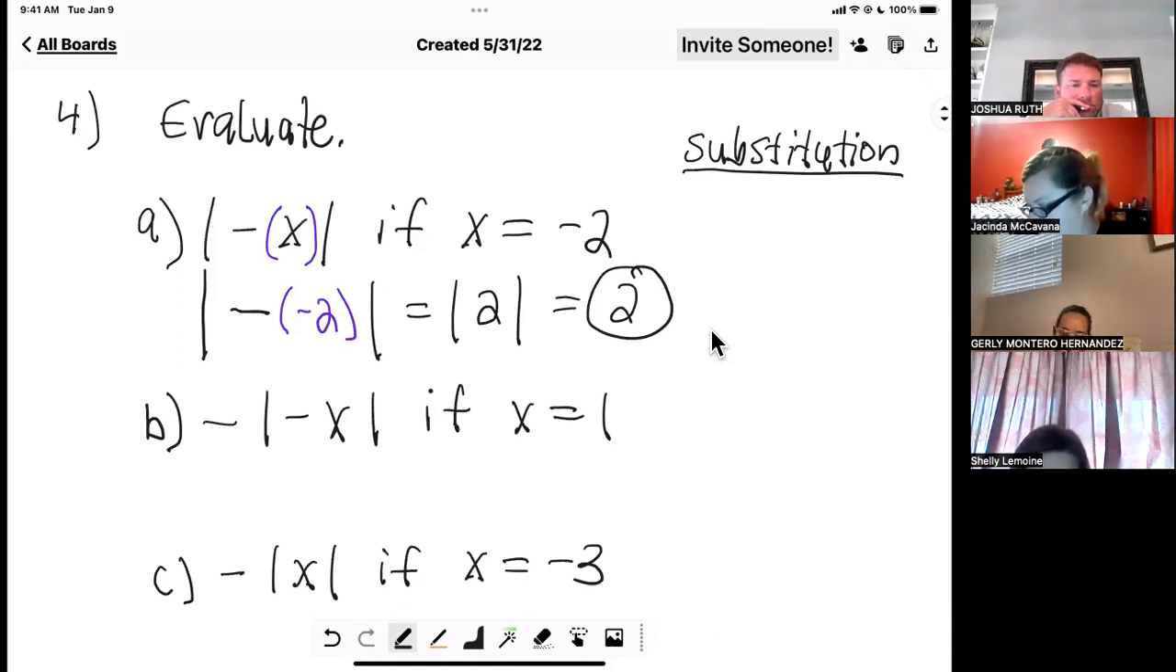So we're only allowed to replace X with -2. So where X is, we make it -2. And then we simplify the inside. So negative or opposite of a -2 makes a +2 because they become positive. And then absolute value of 2 is 2.